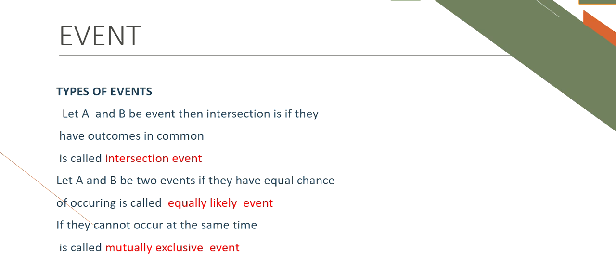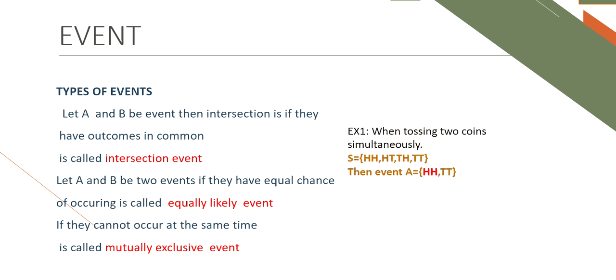So let us understand intersection, equally likely and mutually exclusive with one example. The same example I am taking so that you can understand it better. Sample space, tossing two coins. Then I have written event A. Then one more event B occurs, which has something in common. Here head and tail, and head has occurred. So here head is common. So what kind of event is it?